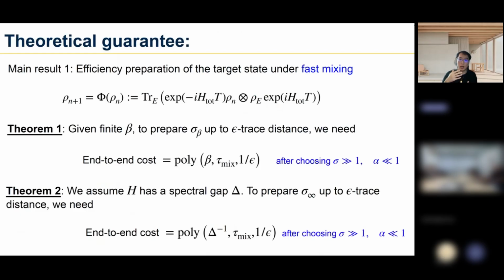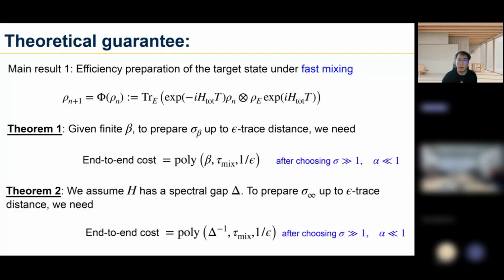So I want to briefly introduce the main results of our paper. The first main result is we can show that the algorithm can efficiently prepare the ground state or the thermal state under the fast mixing assumption. In the first theorem, we can show that given a finite beta, we can prepare the thermal state with end-to-end complexity scaling polynomially in beta, T_mix, and 1 over epsilon, where epsilon is the approximation precision.